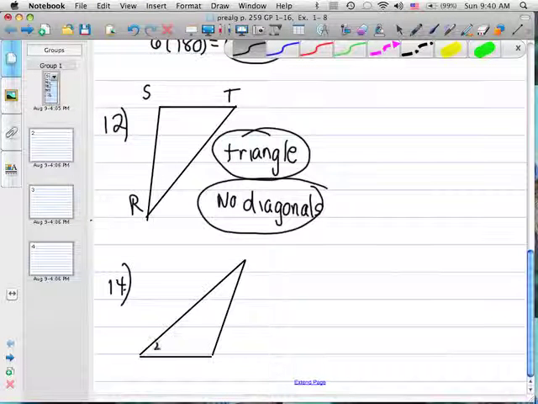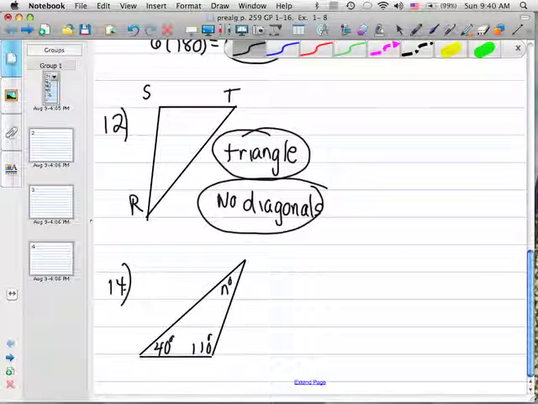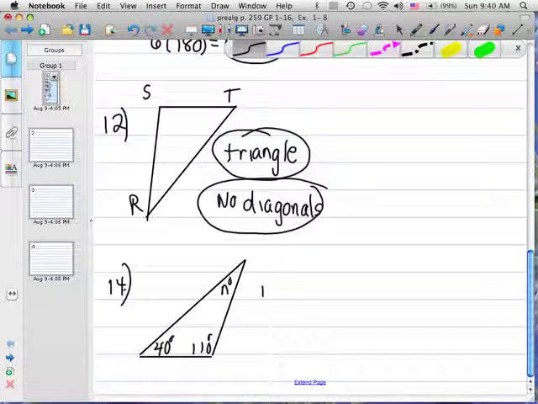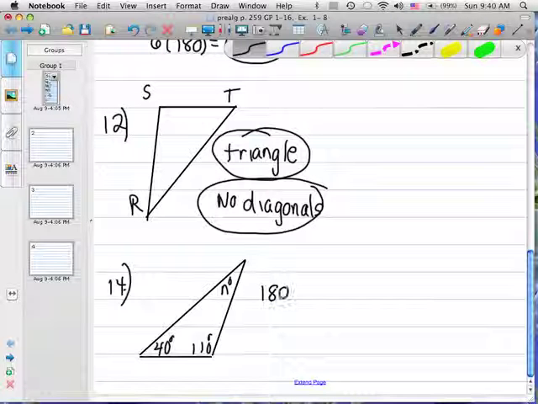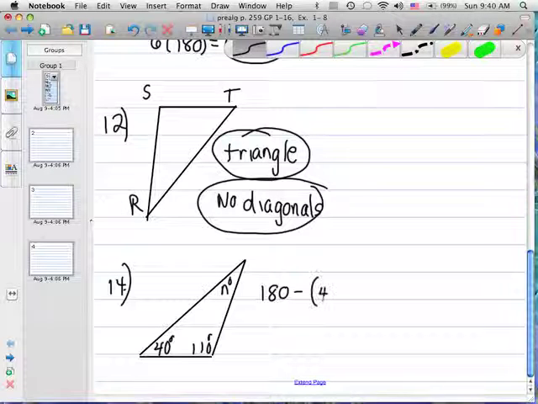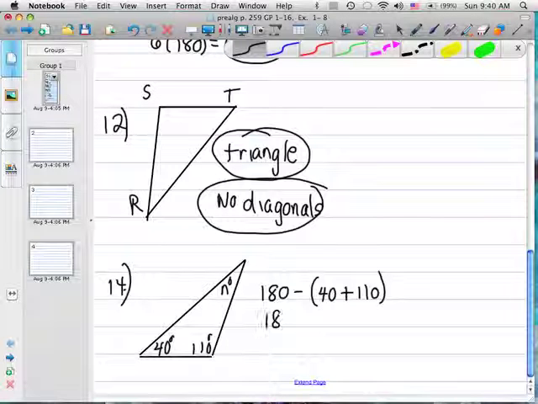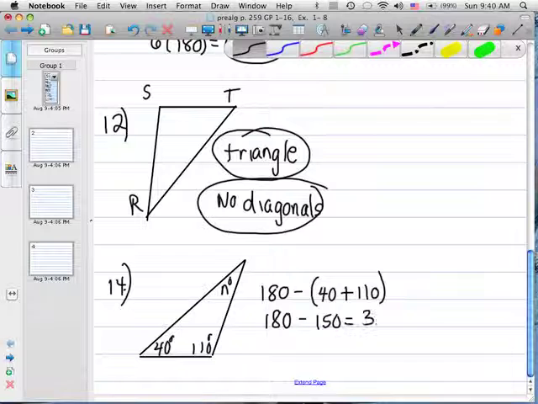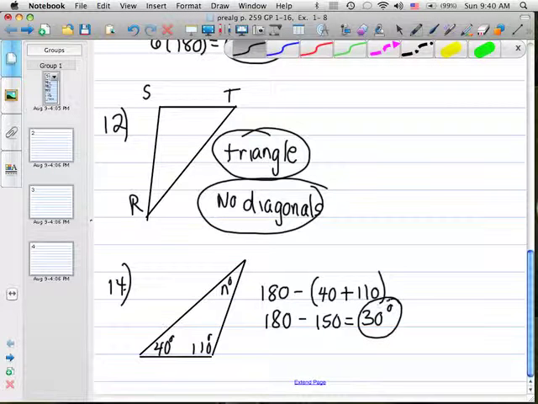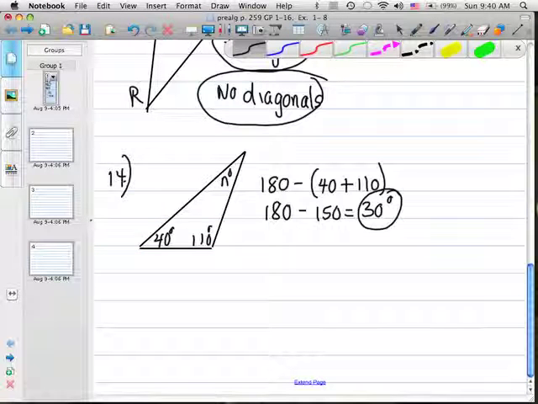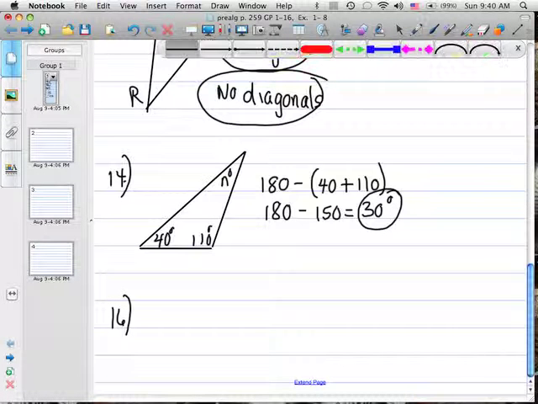So we have a triangle, this is 40 degrees, this is 110 degrees, and I'm trying to find n degrees. I know that 180 degrees makes the sum of all the angles of a triangle, so I'm going to add 40 and 110 together and subtract that from 180 to find n. So that's 150 from 180. So the missing angle is 30 degrees. Problem number 16, here's our shape.